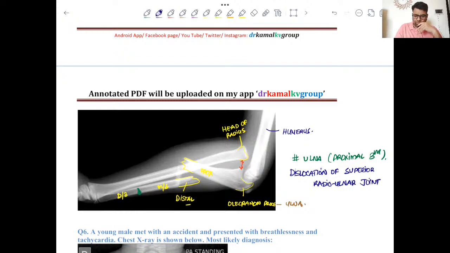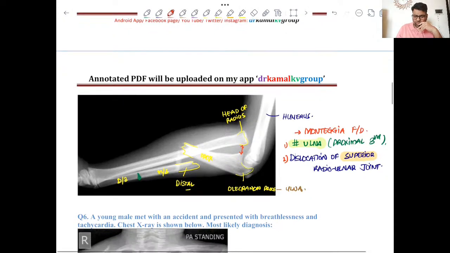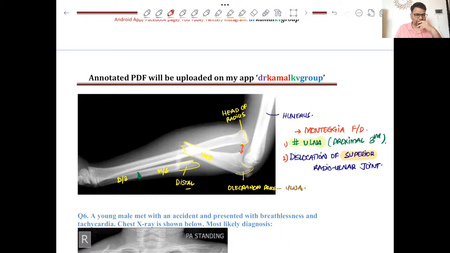Clear? So you have noticed two things. One is there is fracture of ulna in proximal third, and secondly you have seen that there is dislocation of superior radioulnar joint. Now if you find these two entities together, the answer will be known as Monteggia fracture dislocation. Clear? So this is Monteggia fracture dislocation. So this is how you have to identify it.